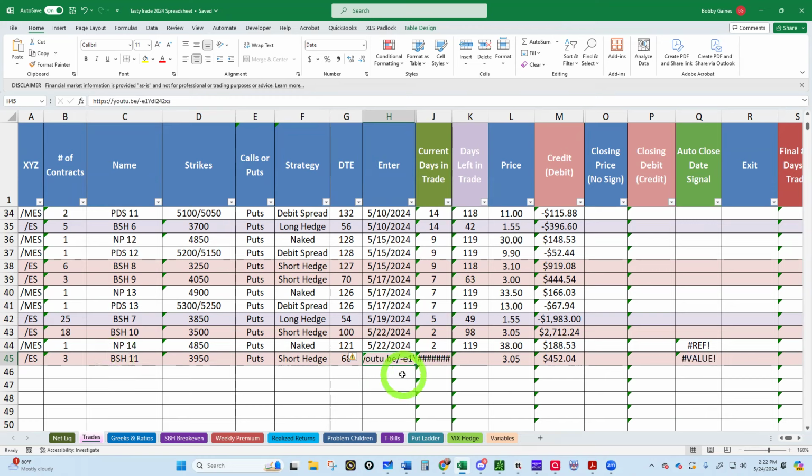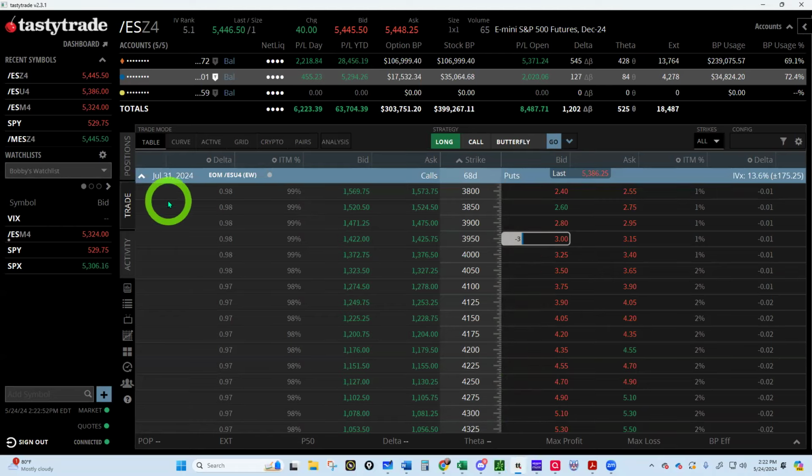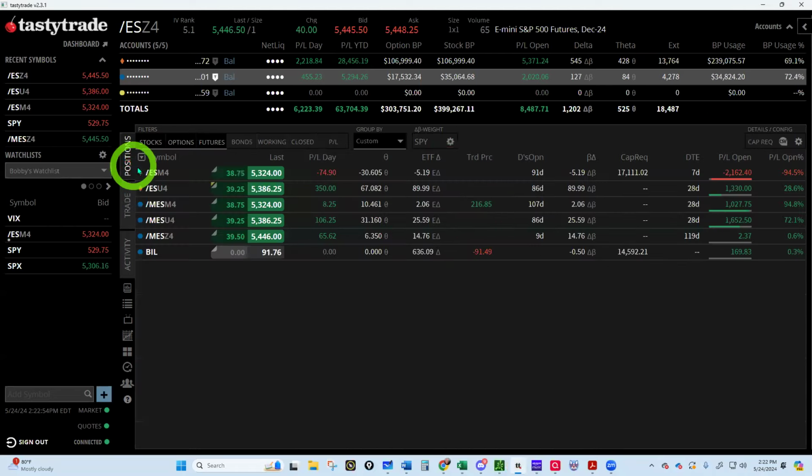Uh-oh. Let me do my back button. Control colon. Now that looks good. Now I'm not sure why this is doing this. Let me do Control C, Control V. Now we fix that. All right, so we got short hedge. So now we need to, that's BSH 11, 3950s, BSH 11. Let's see, ESC4.